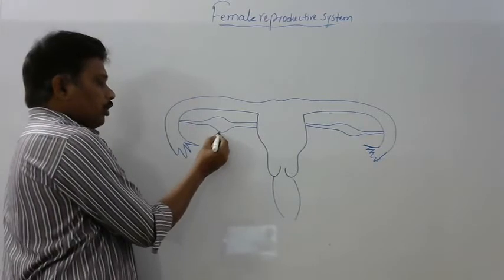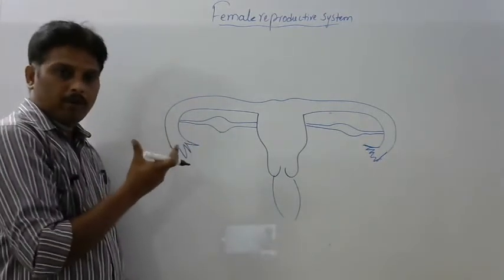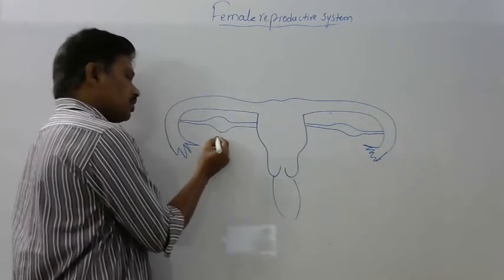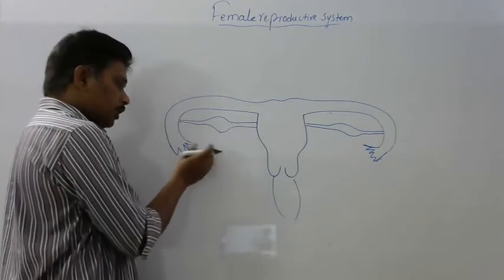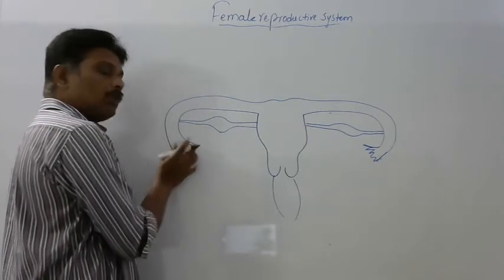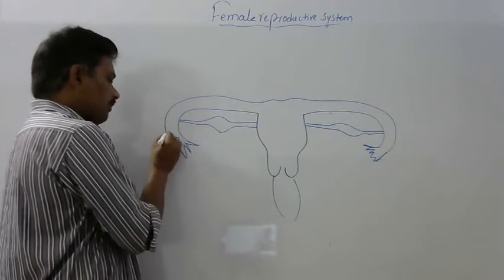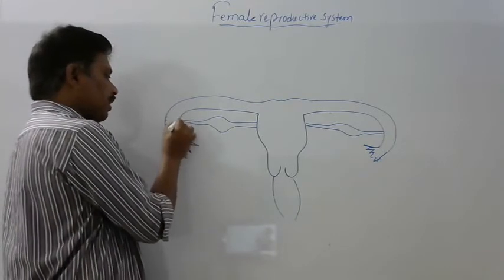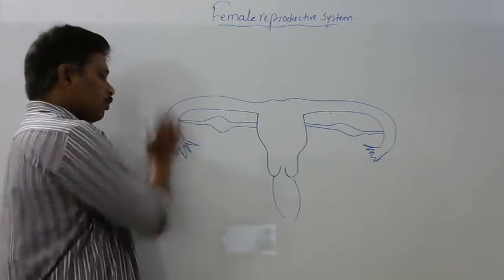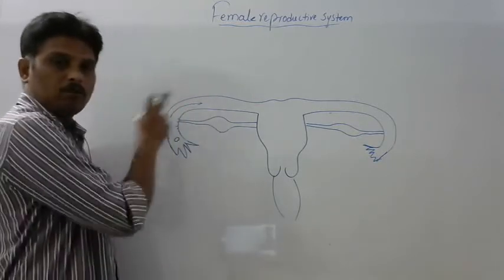I already told you, when ovulation happens, ovulation means release of the ovum from the ovary. After ovulation, the ovum is released into the abdominal cavity and is captured by the ciliated funnel end of the oviduct or fallopian tube, and the cilia which line the fallopian tube push the ovum towards the uterus.